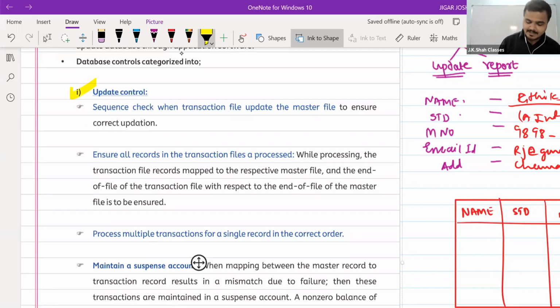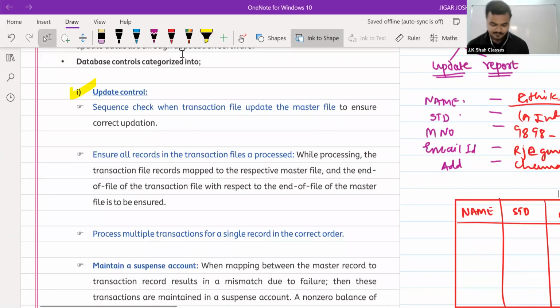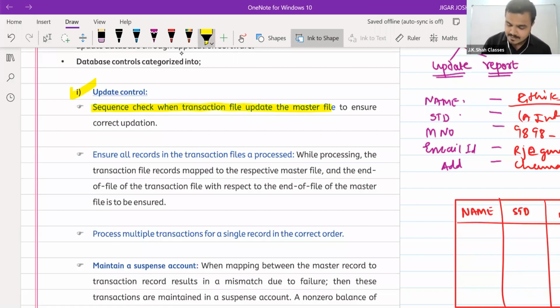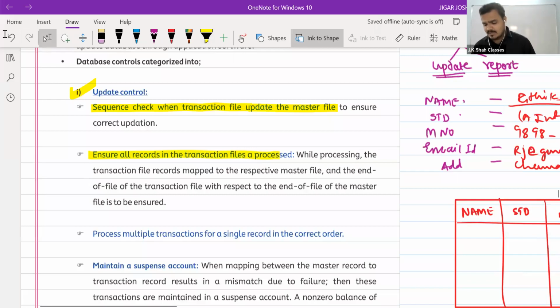The first one is update control. Sequence check when the transaction file updates the master file. Whenever we are entering any transaction, we need to see whether these transactions are properly and appropriately recorded in the system or not. Number two, please ensure that all records in the transaction files are processed, whether it is a date, account number, voucher number, or check number. All the records should be properly updated.